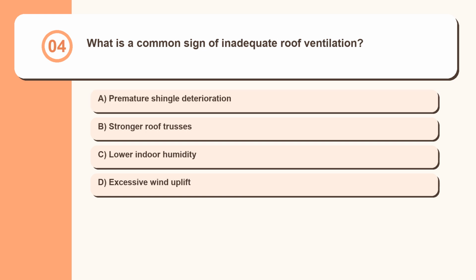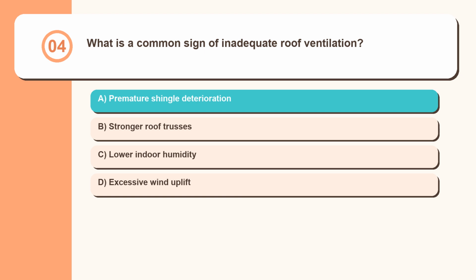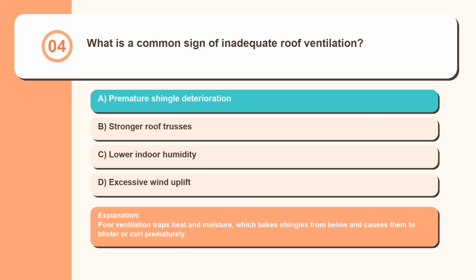Question 4. What is a common sign of inadequate roof ventilation? Premature shingle deterioration, stronger roof trusses, lower indoor humidity, excessive wind uplift. Poor ventilation traps heat and moisture, which bakes shingles from below and causes them to blister or curl prematurely.